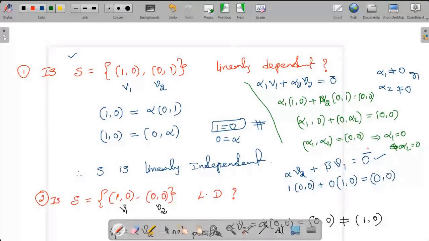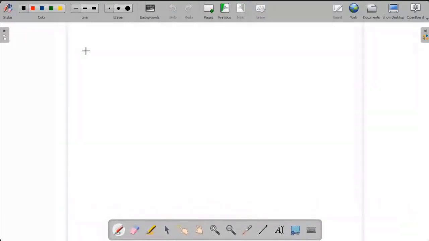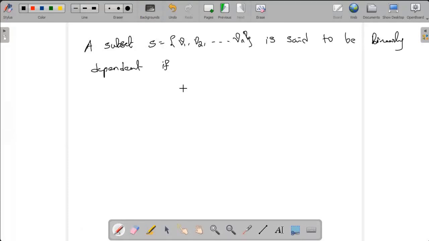Okay, now let me give you the definition of linear dependence. A subset of a vector space is said to be linearly dependent, and let me write that set. So a subset is said to be linearly dependent if there exists a linear combination which is zero, but not all scalars are zero.